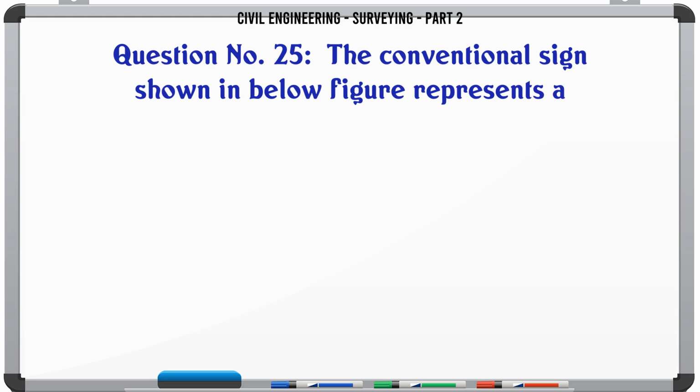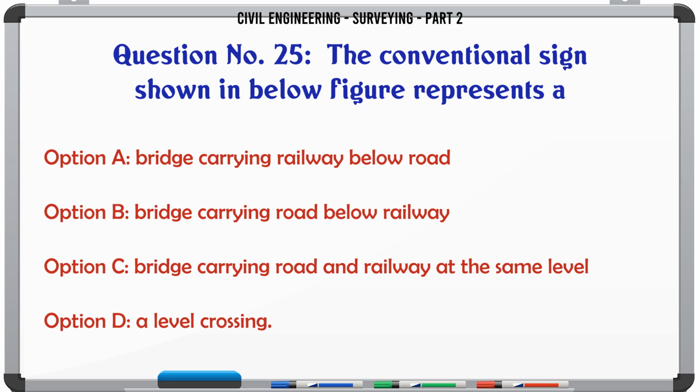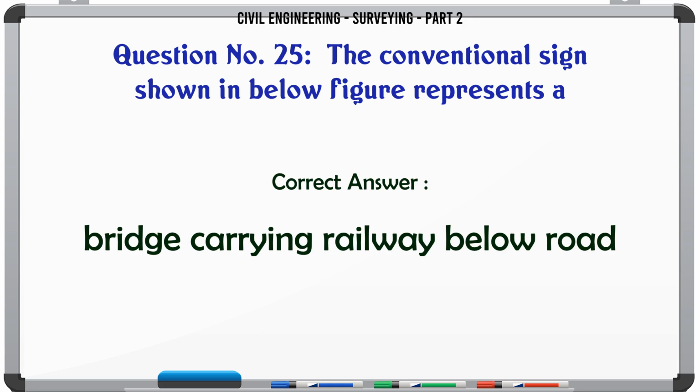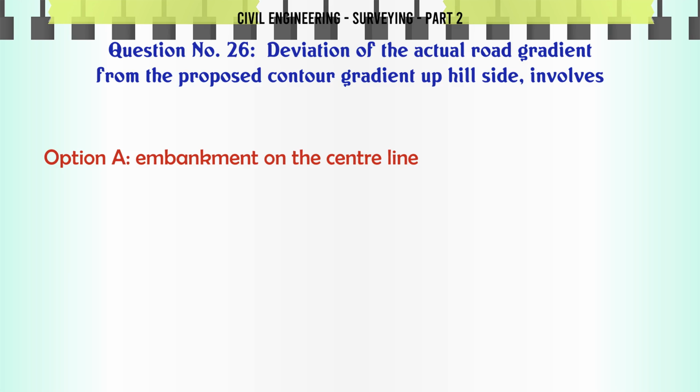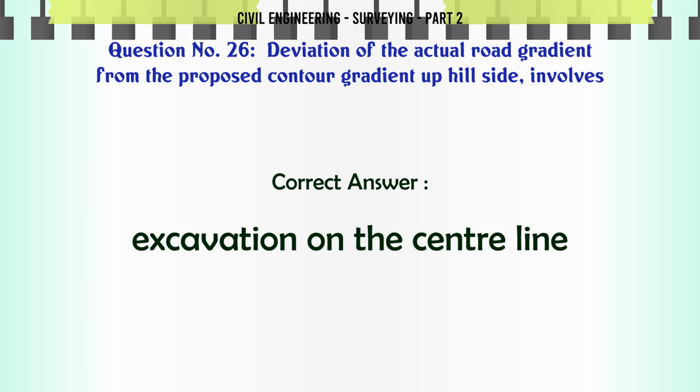The conventional sign shown in the figure below represents A. bridge carrying railway below road, B. bridge carrying road below railway, C. bridge carrying road and railway at the same level, D. a level crossing. The correct answer is bridge carrying railway below road. Deviation of the actual road gradient from the proposed contour gradient up a hillside involves A. embankment on the center line, B. excavation on the center line, C. earthwork on the center line, D. none of these. The correct answer is excavation on the center line.